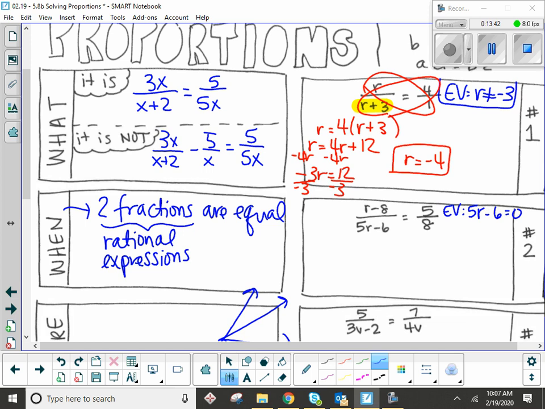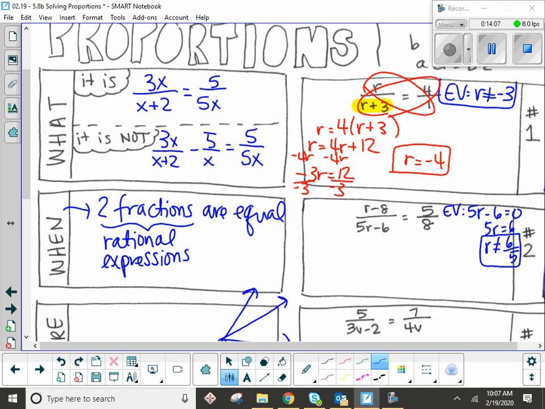You add your 6 to both sides, divide by 5. So r cannot be 6/5. So if we get 6/5 for an answer, we have to exclude it, right? It wouldn't actually work. It'd be a false solution. It'd be extraneous. Yes, only when there's a variable.